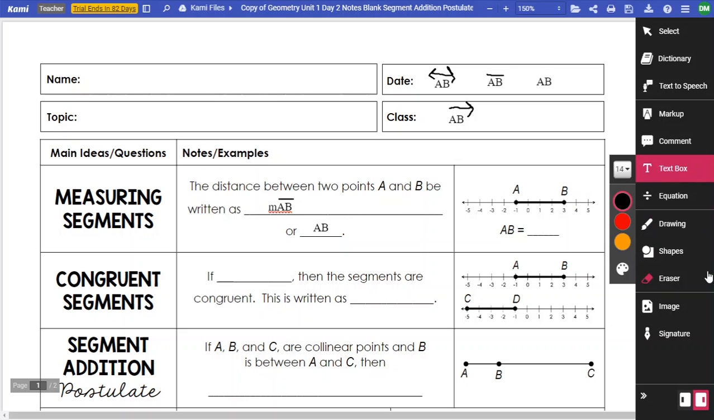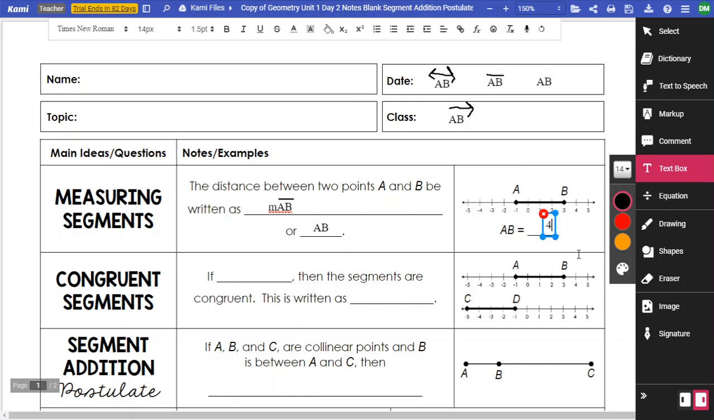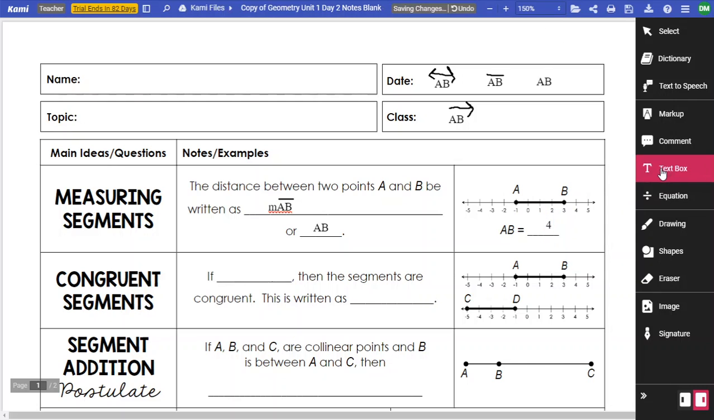Down here we've got AB, and we want to know how long that distance is. Well, A is at -1, B is at 3. You could count 1, 2, 3, 4. That's going to be the answer. Or if you know a little subtraction, you can say that 3 minus -1 is also a 4. So either way you do that, we get a 4.